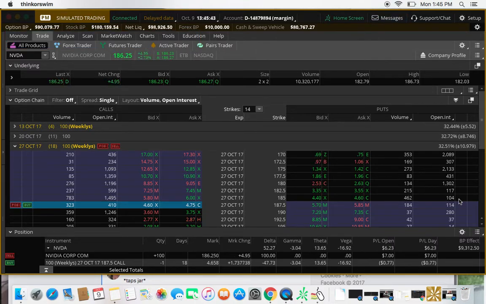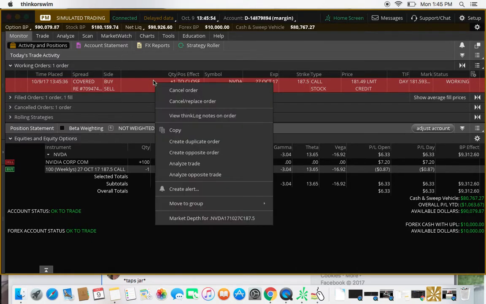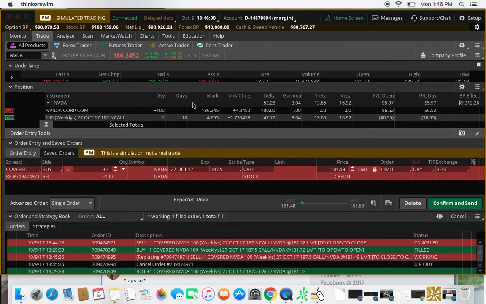Okay. So let's try again. So go back up to monitor. Okay. Working order. So this is the same one, right? Click again. Okay. And then cancel replace. And cancel replace, yeah. Okay. I can't go that far, right? Because now it's in the red. Mm-hmm. So should I try that?